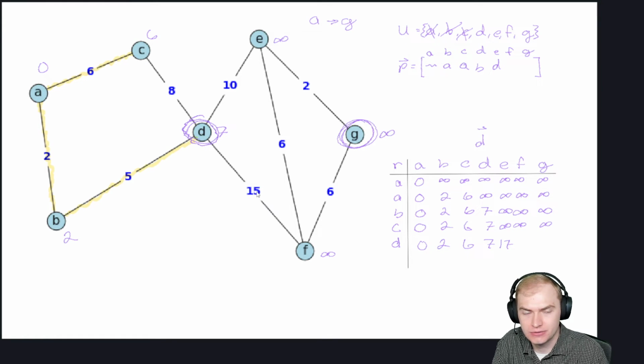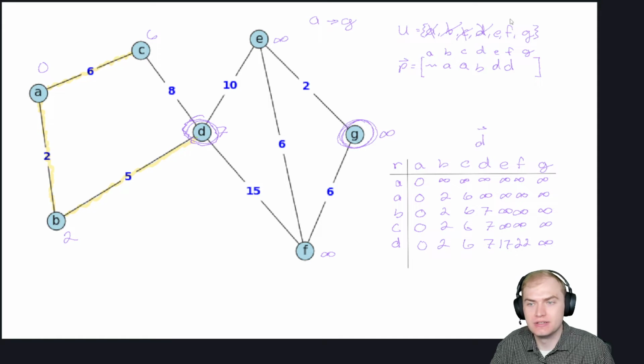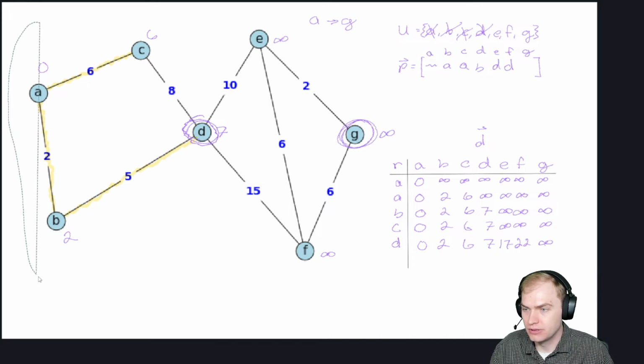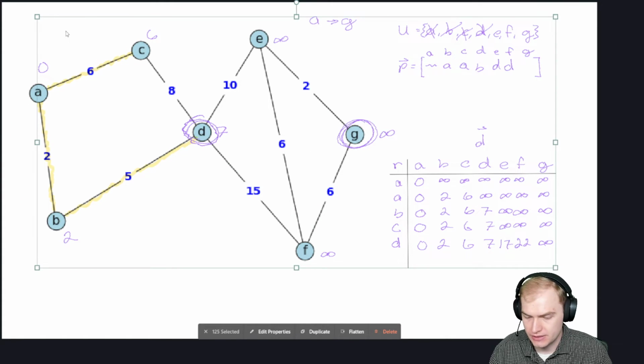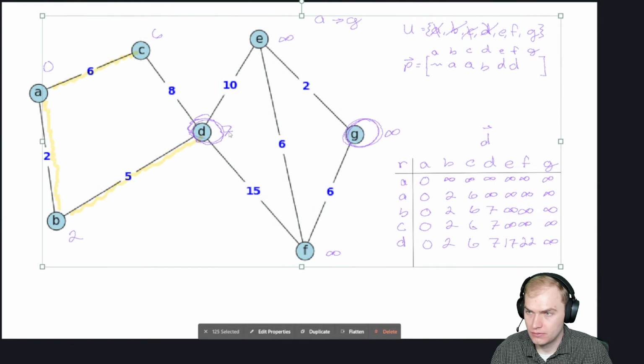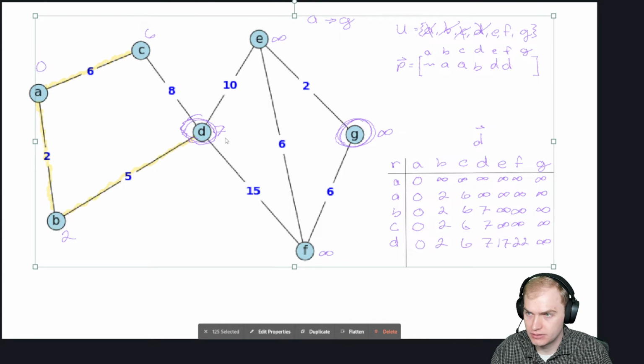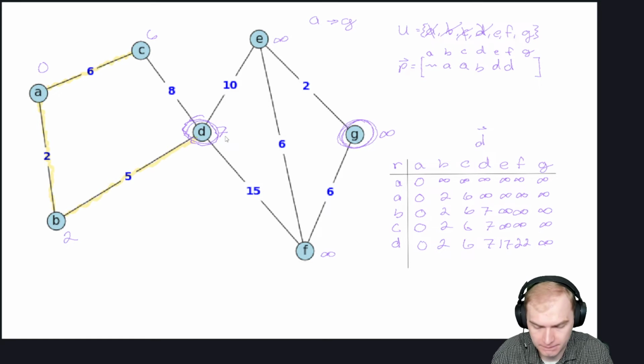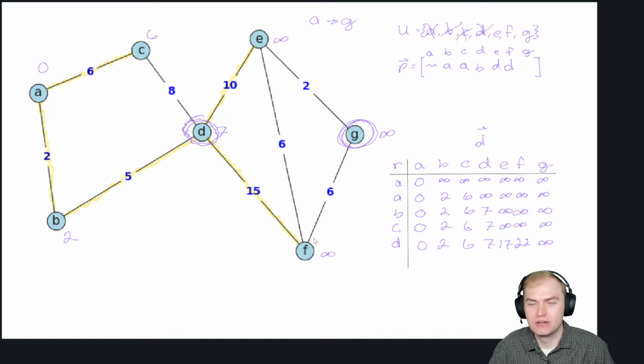7 plus 15 is 22. So we update the distance to F like that. G is still out of touch. It's still infinity. And we mark down that we have visited D. And move ahead to another iteration. We still haven't visited G, so we're still not done. Oh, I also should have highlighted those priors. Okay, on this slide I want to highlight this edge and this edge because they're in our prior list.